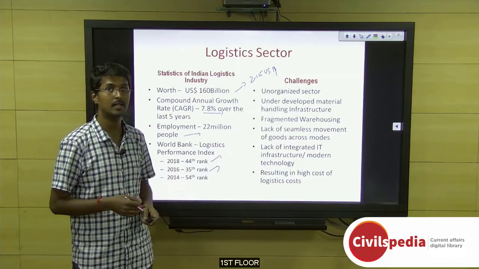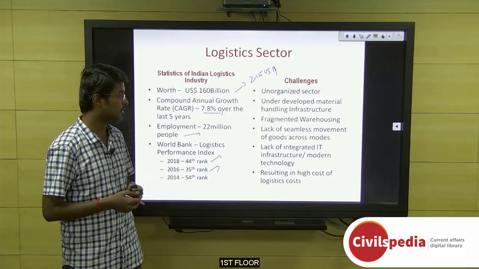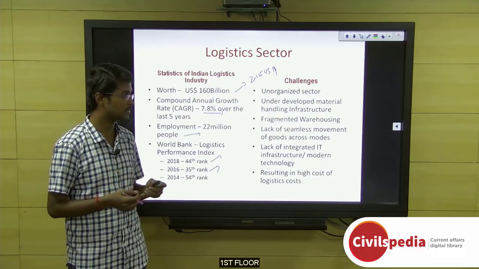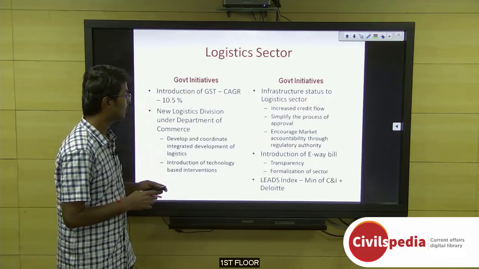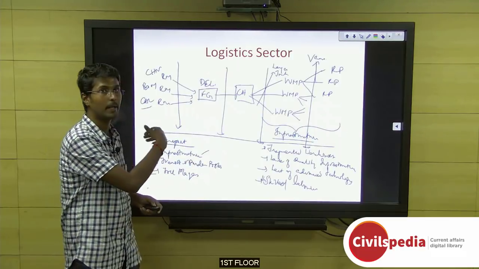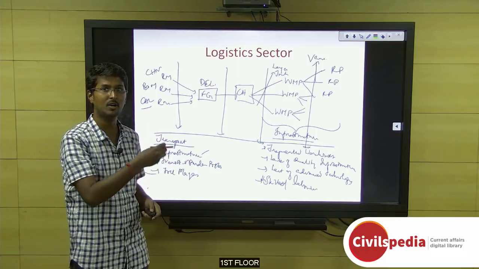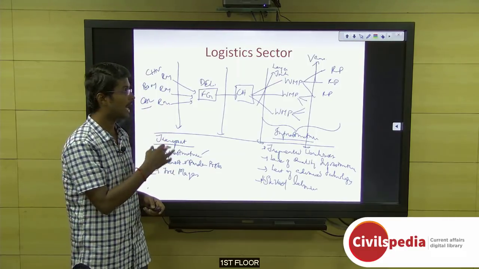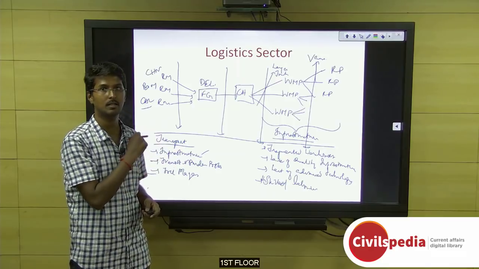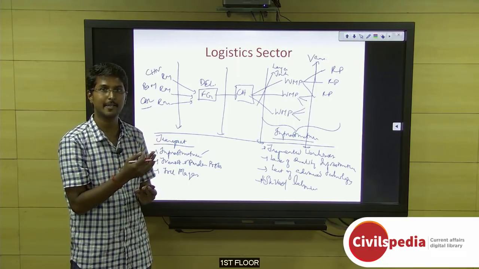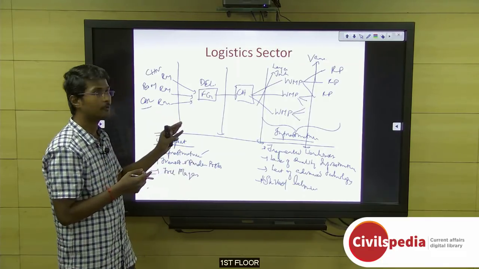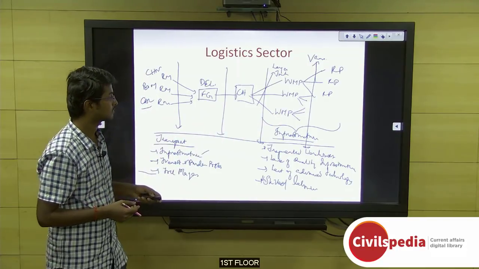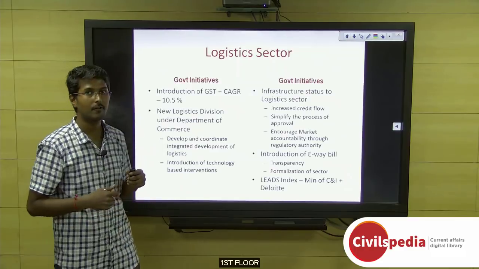And there is a lack of integrated IT infrastructure or modern technology, and it results in a high cost of the logistics involved. So if you can see, there are many bottlenecks, and finally the cost of the logistics involved is going to be very high, which will hamper the growth of the entire logistics sector. The logistics sector is nothing but the flow of goods from the point of origin to the point of consumption.